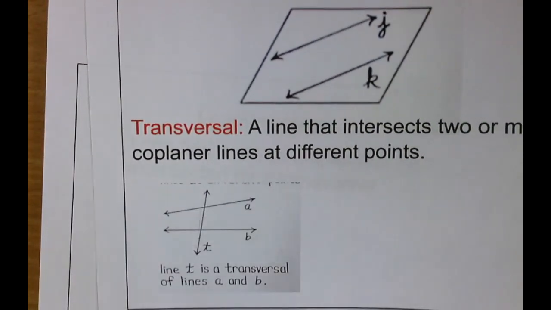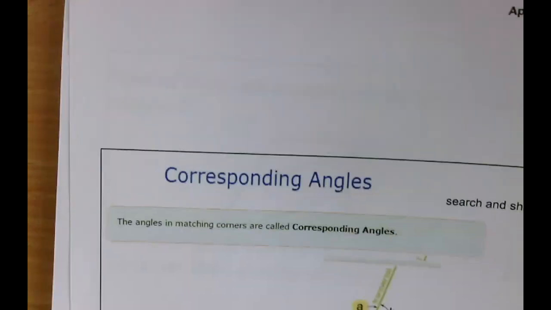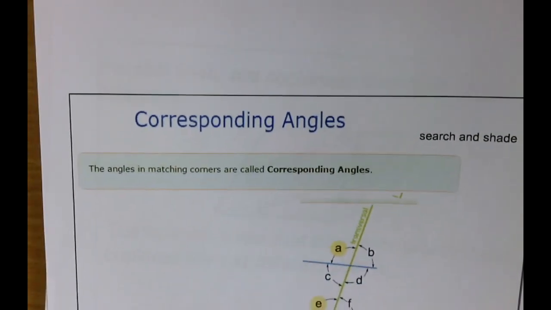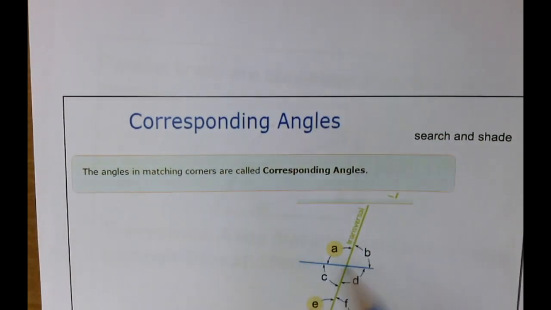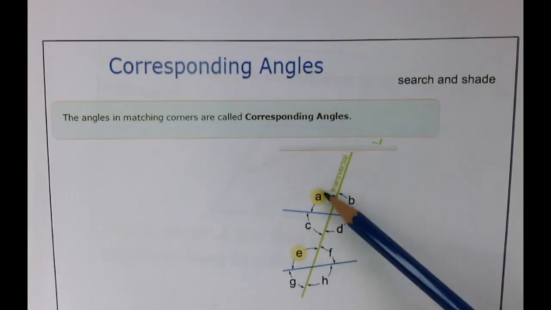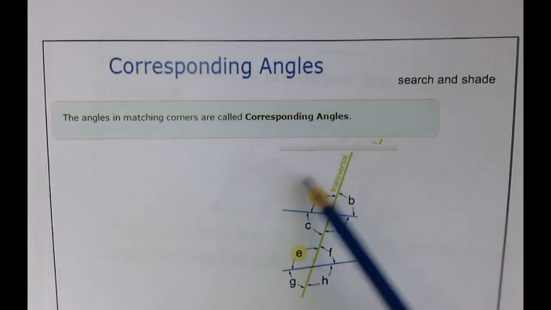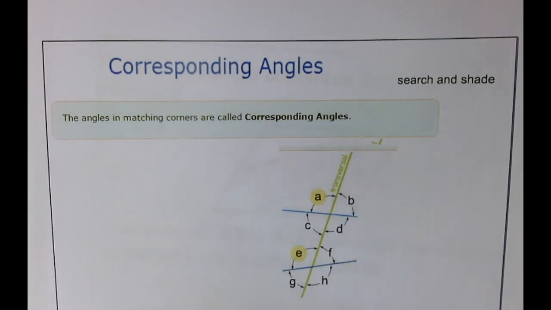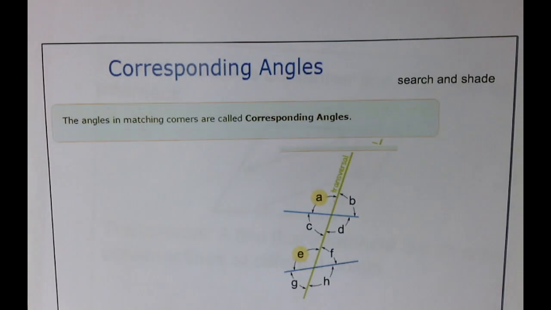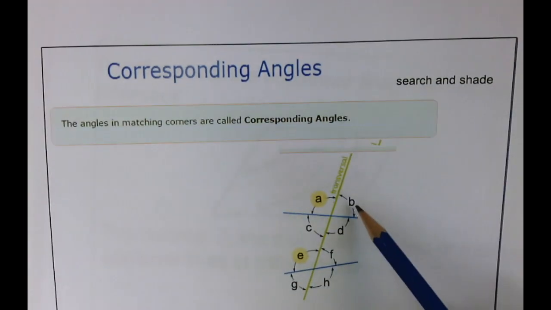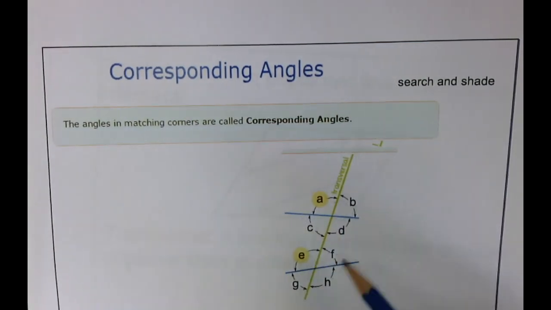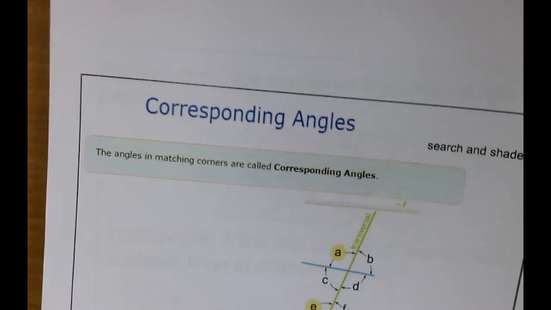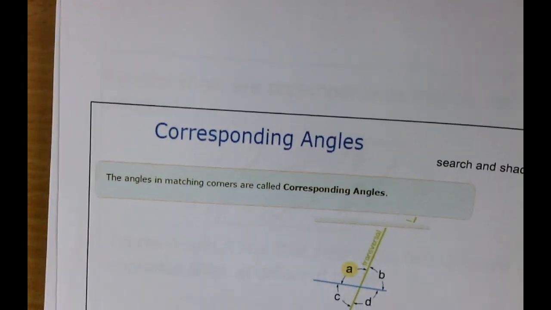Let's continue with some vocabulary. The first one we're going to talk about is something called corresponding angles. Corresponding angles are in the same position but on a different line. Go together. Corresponding. Do you see any other corresponding angles? Well, if you said B and F, that's correct. If you said C and G, D and H, those are also correct. Corresponding angles.